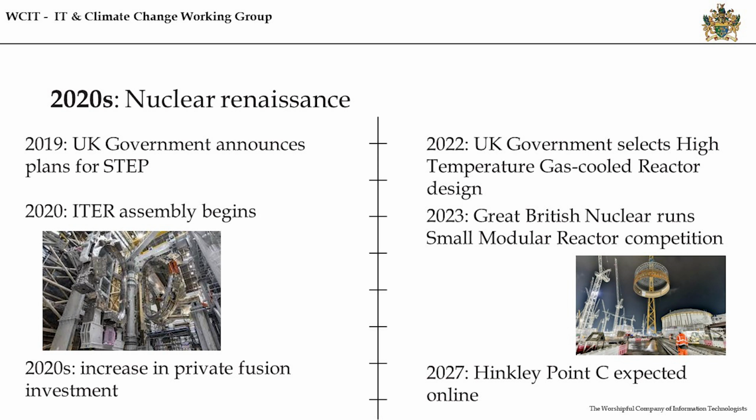In the last few years, last year, the government selected the high temperature gas-cooled reactors as the generation 4 reactor design that we're going to pursue. So this has a lot of similarities to what we've had previously. So from the Windscale pile, the Magnox reactors and the AGR, there's a lot of similarities in the design. Obviously, it uses a gas coolant. It has a graphite core.